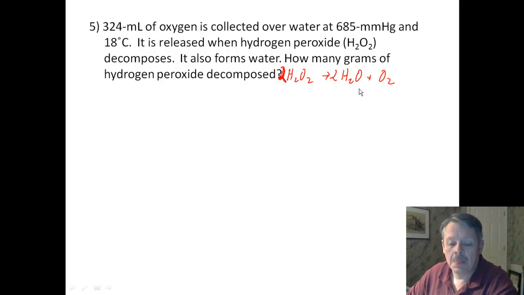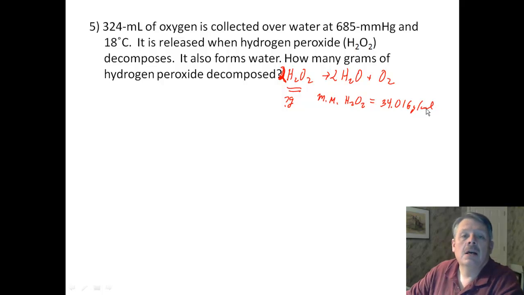Okay. Let's see. We're saying it forms water. How many grams of hydrogen peroxide? So we're looking at grams of hydrogen peroxide. That means we're going to have to figure out the molar mass. So let's do that right now. The molar mass of hydrogen peroxide, H2O2, is 1.0079 times 2 plus 16 times 2. That gives you 34.016 grams per mole. We're going to need that later.